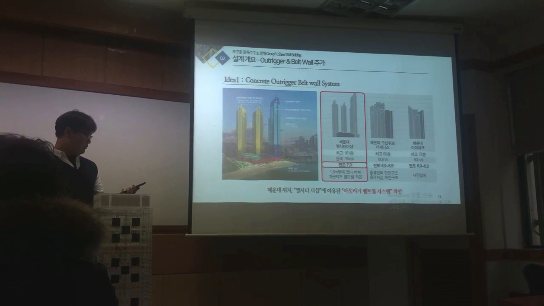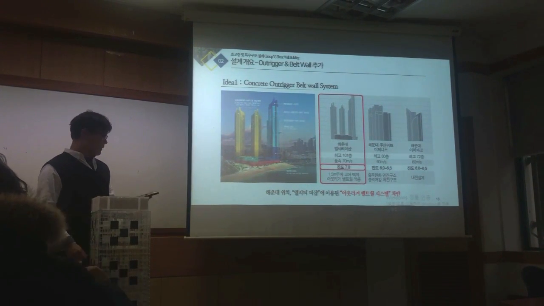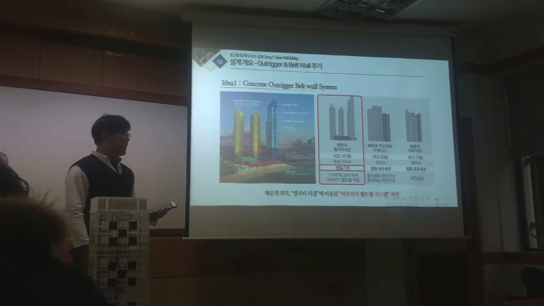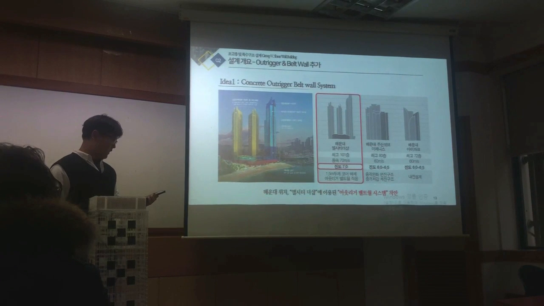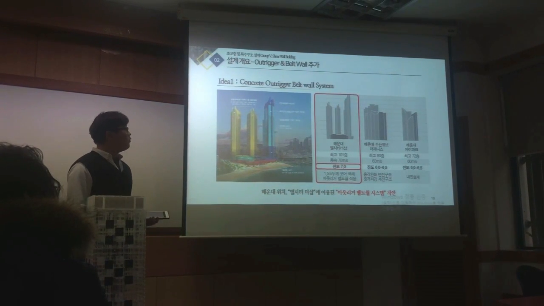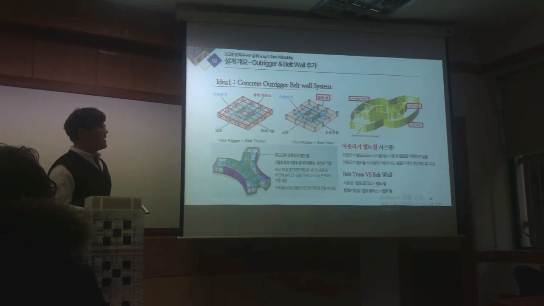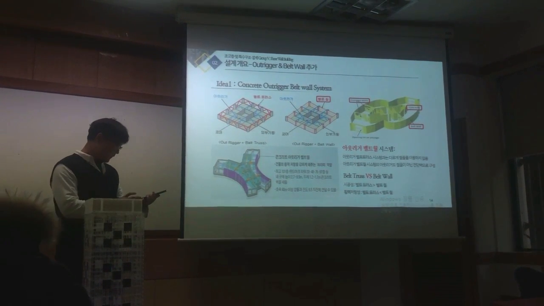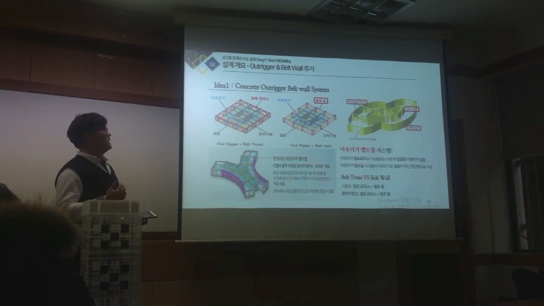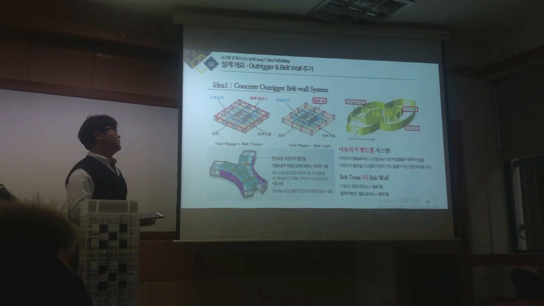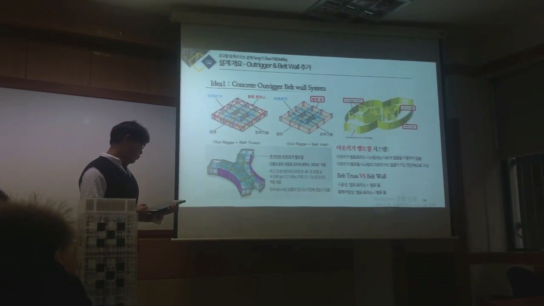So, here's one idea. Idea 1, concrete outrigger belt wall system. So we found out that Elsa Kika Shop located in Haeundae used outrigger belt wall system. Unlike outrigger belt truss system, next please. Unlike outrigger belt truss system, outrigger belt wall system doesn't use any iron frame. So instead, they use shear walls.